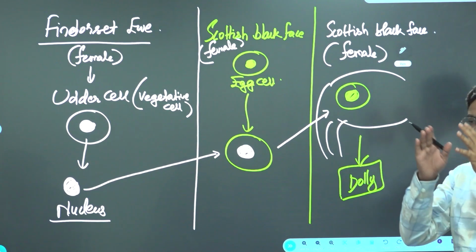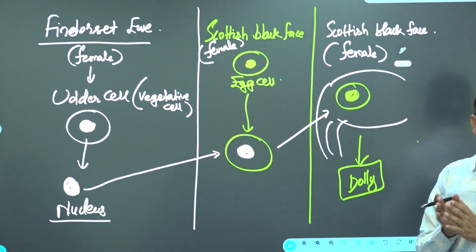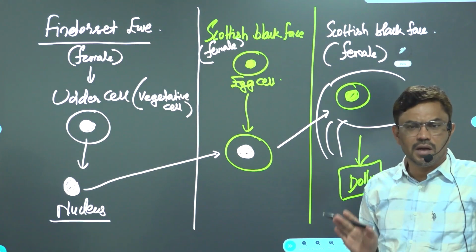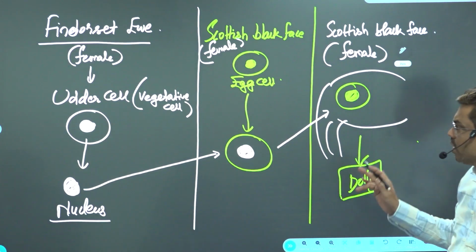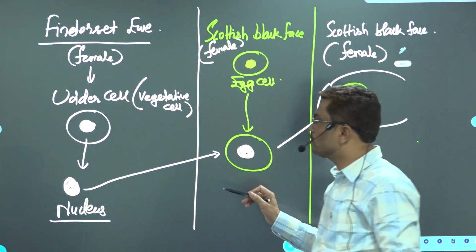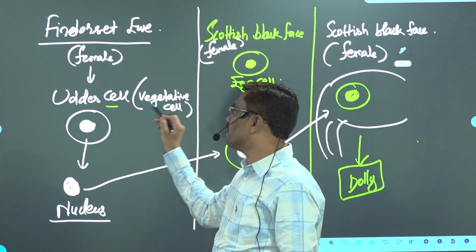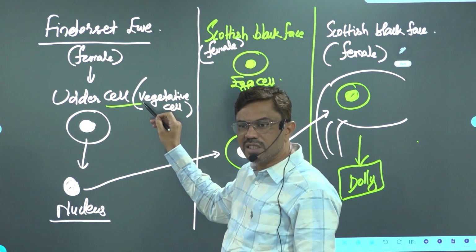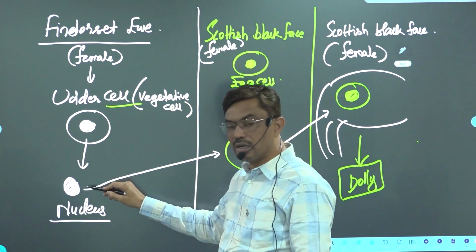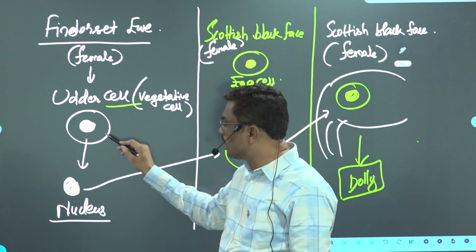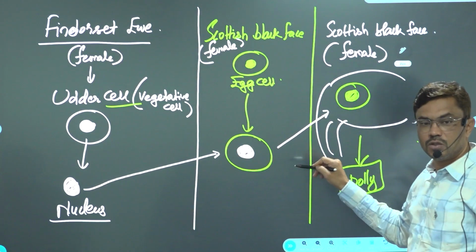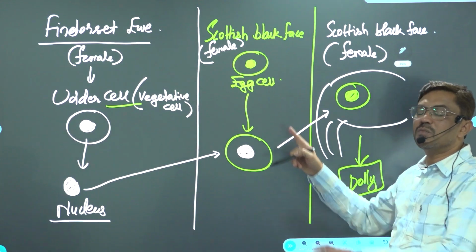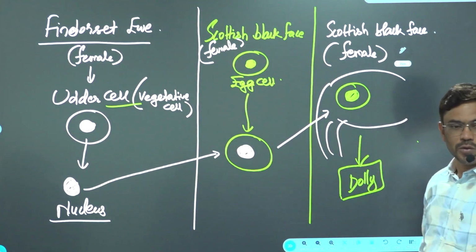Like that, the whole organism can be produced by this cloning process. This is called organism cloning. And the process involved here is called somatic cell nuclear transfer. Why is it called somatic cell? Because the udder cell is a somatic cell, that is, a vegetative cell. Somatic means vegetative, so the nucleus of this vegetative cell is transferred. Somatic cell nuclear transfer. This process is involved in reproductive cloning.